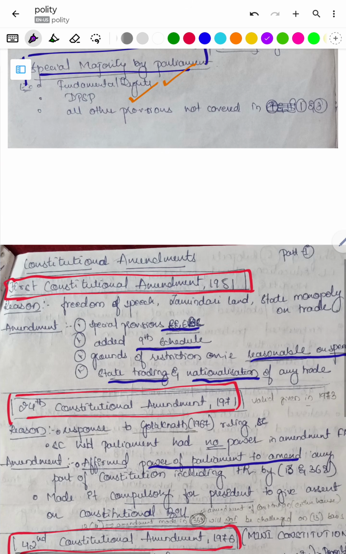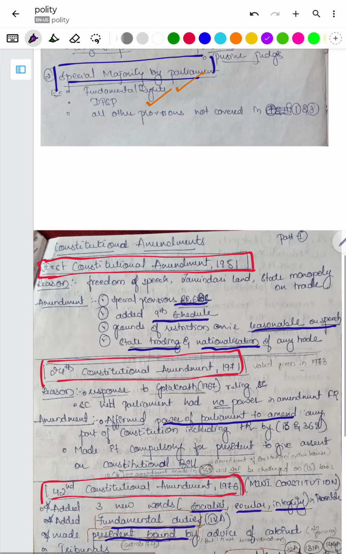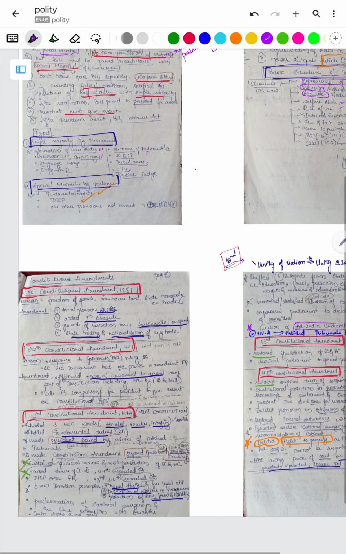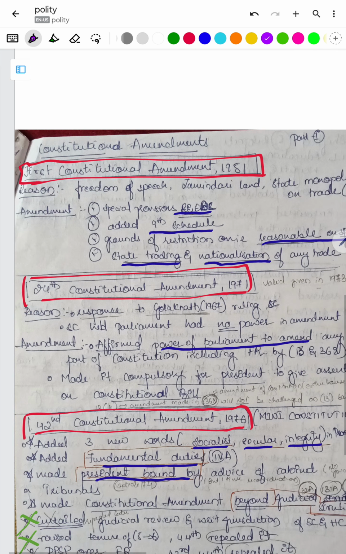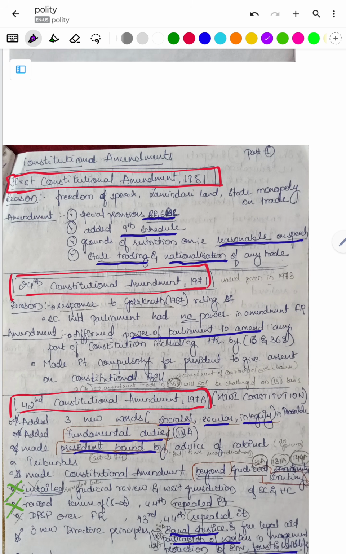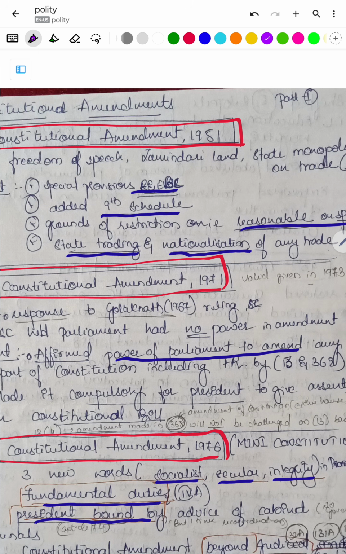Now coming to the constitutional amendments. I have mentioned the most frequently occurring amendments which usually come in the exam. Like the first amendment. What was the reason for the first amendment? Freedom of speech, Zamindari Act, state monopoly over trade. So special provisions for economically backward classes.